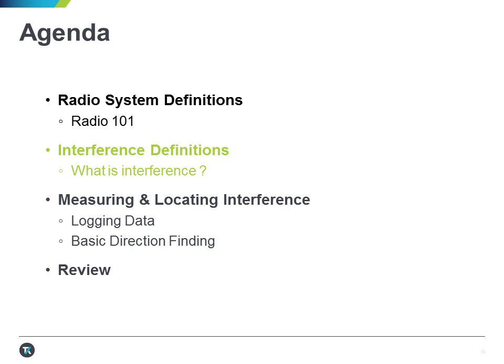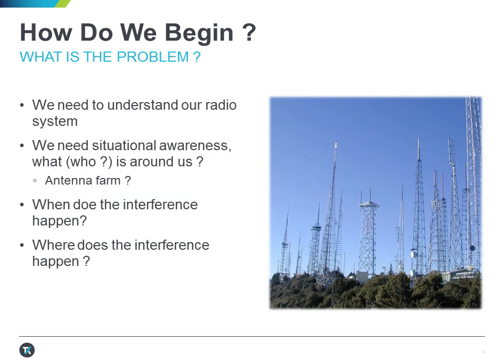interference definitions themselves. So when we discuss interference, the question is, where do we begin? First, we need to understand our own radio system. Second, and probably more importantly, we need to have situational awareness. Who or what other types of systems are around us? Are we a part of an antenna farm or not?